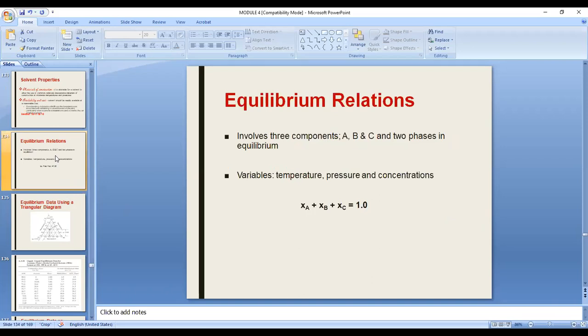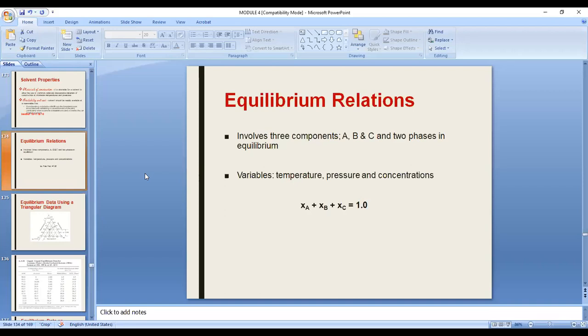Now, as for equilibrium relations, we have components A, B, and C in our two phases. And we know that our variables here are still temperature, pressure, and concentrations. They are determinants for the state of equilibrium. I'd like to ask, can you still remember what is ABC in extraction? What does A mean? What does B mean? And what does C mean in extraction? Can you still remember? A refers to the what?